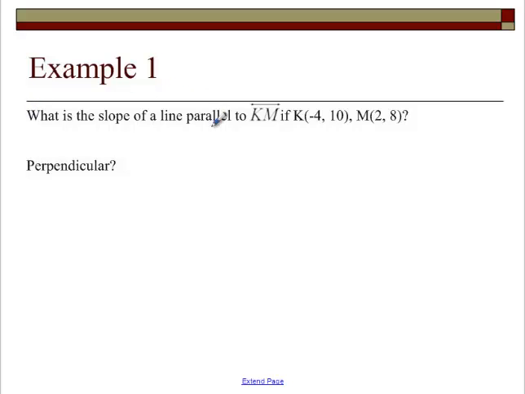So, what is the slope of a line parallel to KM if K and M are those? So, slope of a line parallel, that really just means find the same slope. So just find the slope.